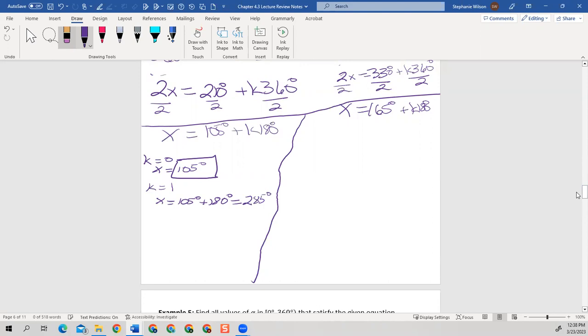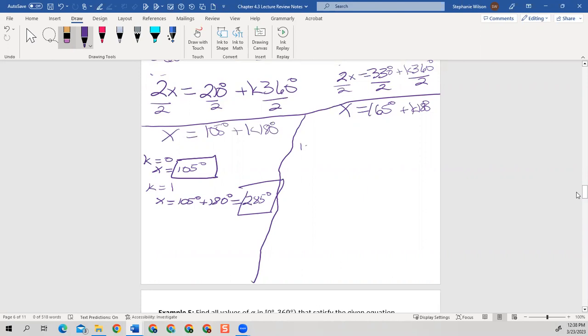Now, it may only ask for 4 values. If it asks for more than that, then you can do k is -1, k is equal to 2, k is equal to -2. So depending on how many they want, this one here is not asking for a whole lot. So just be sure and read what it asks for.